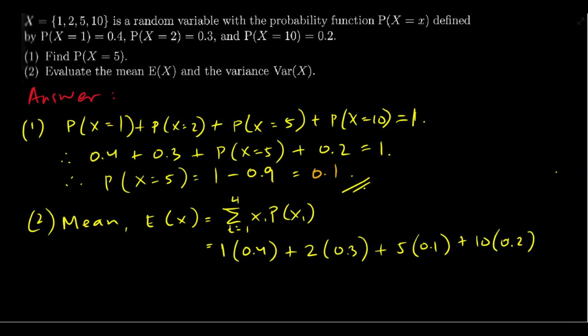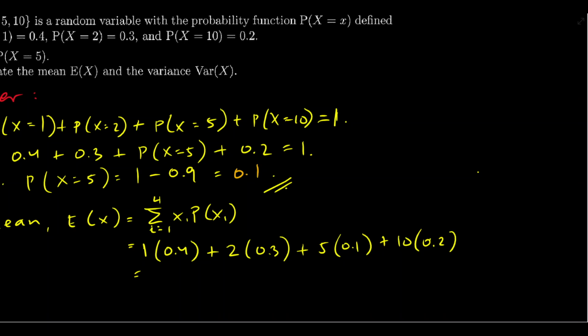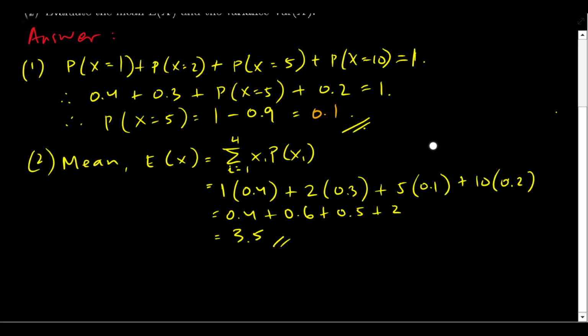So if we calculate this, let me use the calculator. This is equal to 0.4 plus 0.6 plus 0.5 plus 2. The whole thing equals 3.5 as the mean, or the expected value, of random variable x.